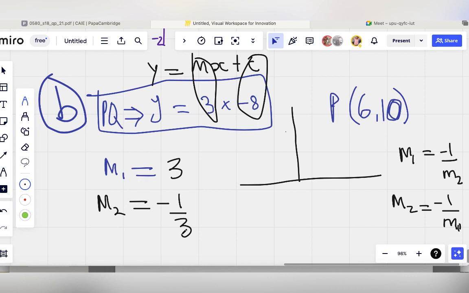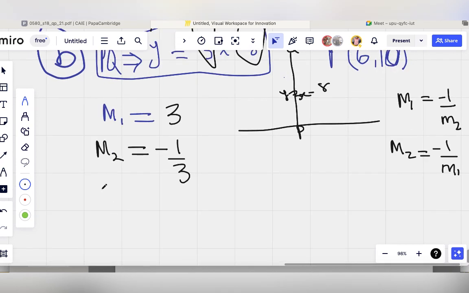Since we've got the gradient, I will be giving a coordinate point P where it touches. Let's say here is the P, and this was the Q. Let's say this was the equation of Q that they gave us, y equals 3x minus 8. Then we are looking for this one, so we have to find this equation. To find it, we have to bring in the coordinates of point P.